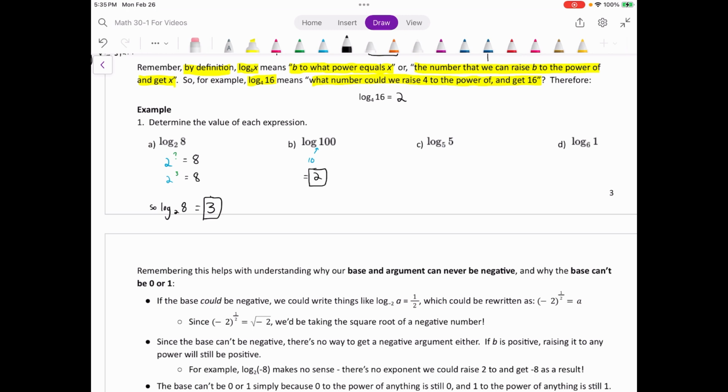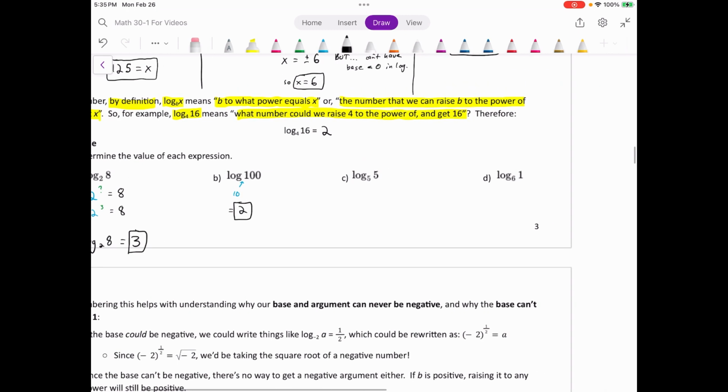Okay, let's try this one out. 5 to the power of what would equal 5? Well, 1, right? 5 to the power of 1 would equal 5. Again, all this is saying is, what is log base 5 of 5 equal to? Whatever exponent we could raise 5 to and get an answer of 5. This to the power of this equals this. So our exponent is just 1. Log base 5 of 5 equals 1.